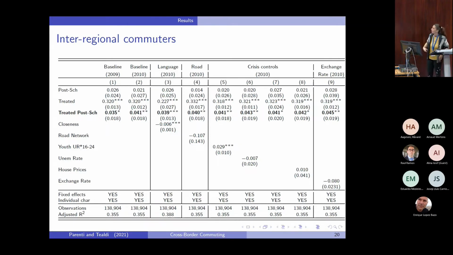We do the same checks as in the previous model, and we now find, for example, that the youth unemployment rate in the age group 16-24 is significant. Nonetheless, we still find the coefficient of interest significant and positive.